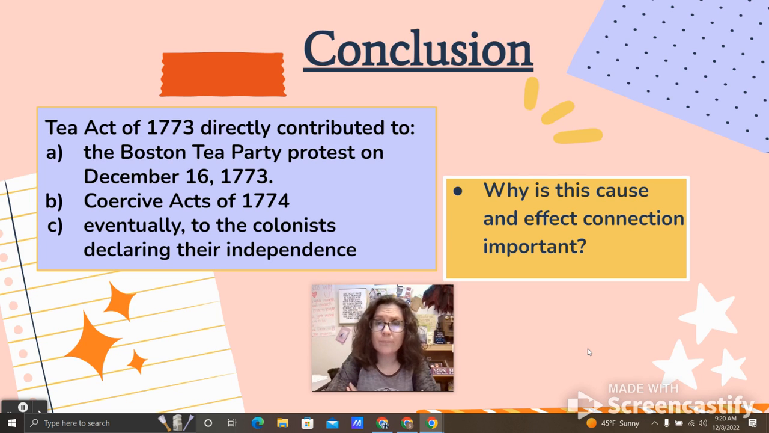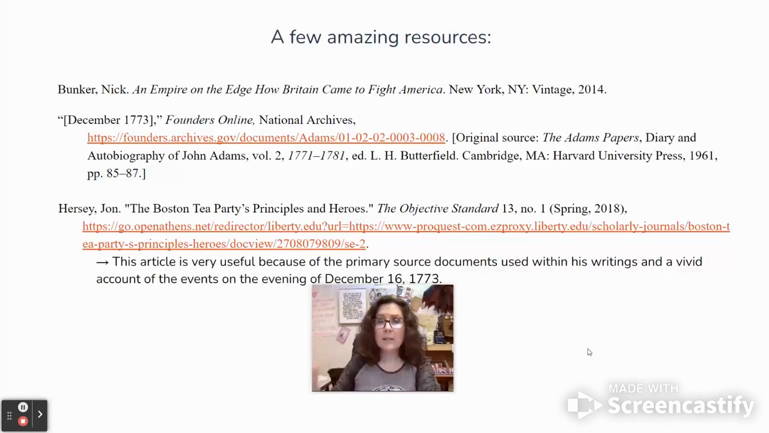The last thing I'll talk about is the amazing resources. Again, Nick Bunker's book, I wish I would have known about it for years because I would have read it for fun. I found it very, very interesting, and the connections that he made helped me better understand it. And then John Adams' personal diary, I found that interesting. And then John Hersey, the Boston Tea Party's Principles and Heroes. There are multiple primary source documents and viewpoints within it that he analyzes. And so I found that one to be very helpful when doing this project.